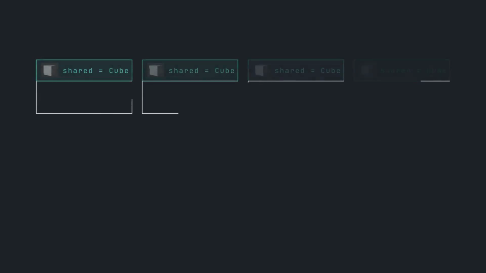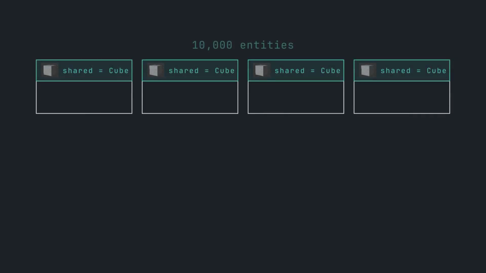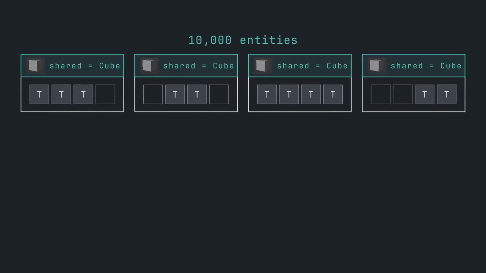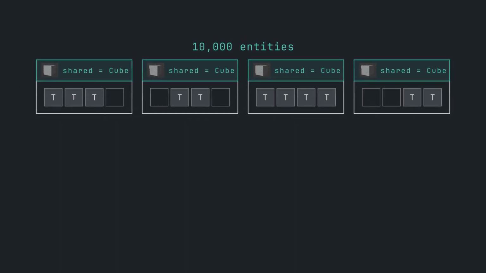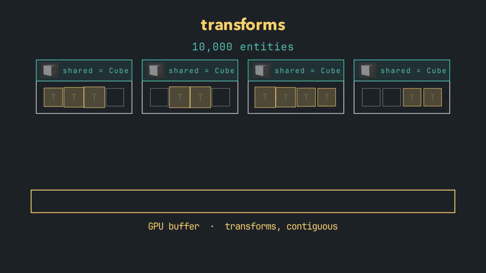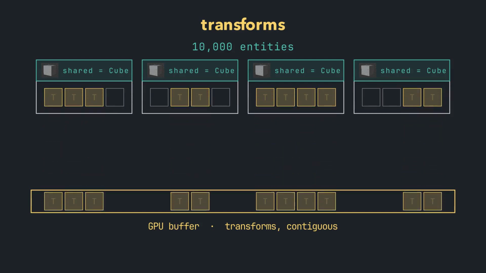Here's where it stops paying for itself. Say 10,000 entities share the cube mesh, and shared components have grouped them perfectly. Every one of them sitting in a chunk keyed to that mesh. Knowing which entities share a mesh is not the same as holding something you can upload. What actually goes down to the GPU is per instance data, transforms, one after another, in a contiguous buffer. Those 10,000 entities are spread across many chunks, and what you read out of them is not one continuous run. It's fragments, in whatever order you happened to walk.